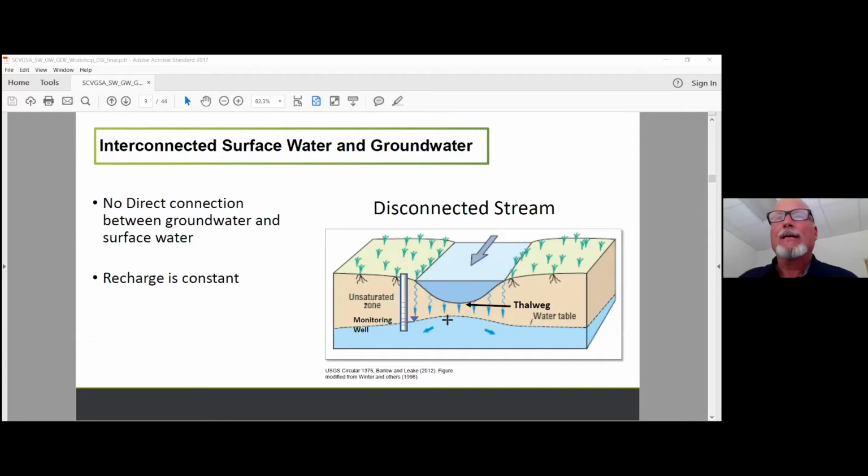Lastly, we call this a disconnected stream, where during all times of the year, the groundwater table never reaches the bottom of the river or reaches the river in any way. There's a continuous recharge or infiltration that occurs along this area from the stream down into the aquifer. This is called a disconnected stream. Recharge in this case is constant depending on how much flow there is in the stream.